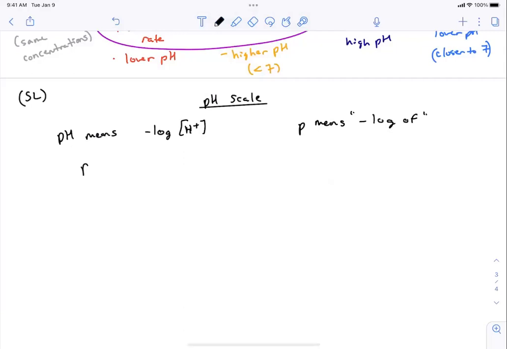So if it's pH, it's negative log of H plus. If it's pOH, it's negative log of OH minus. And you can also rearrange this to solve for the H plus concentration given pH, because you can bring the negative over and get your concentrations from pHs.